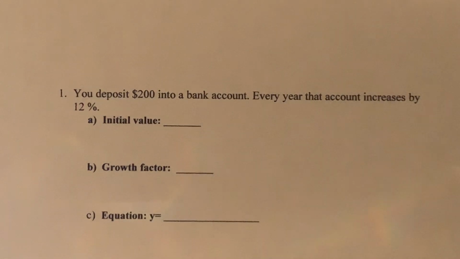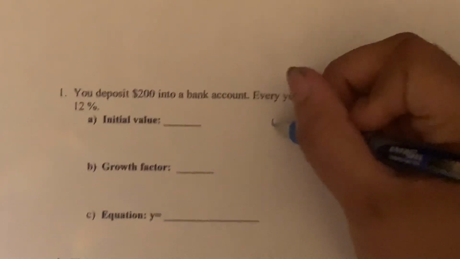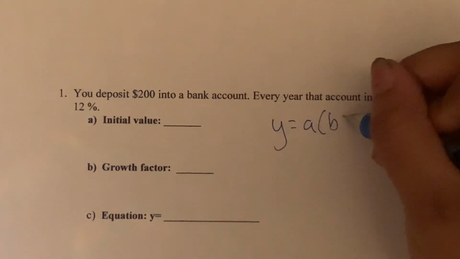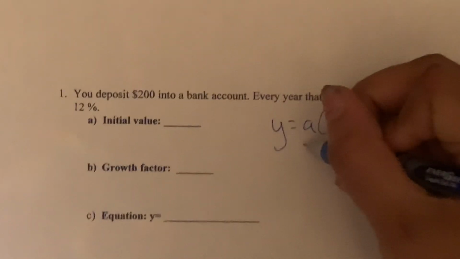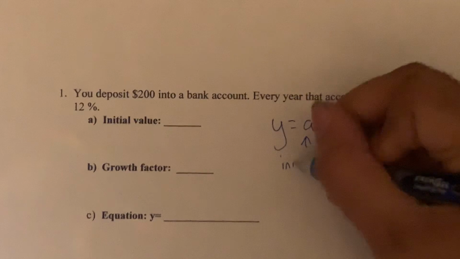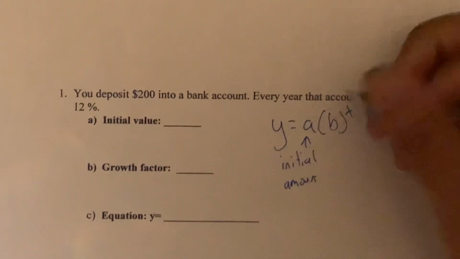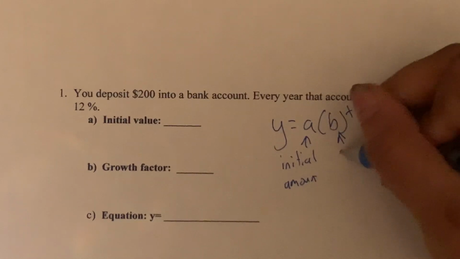Today is about exponential growth word problems. You deposit $200 into a bank account. Every year, that account increases by 12%. So remember, exponential functions are y equals a times b to the x power, where a is the initial amount and b is the growth rate.